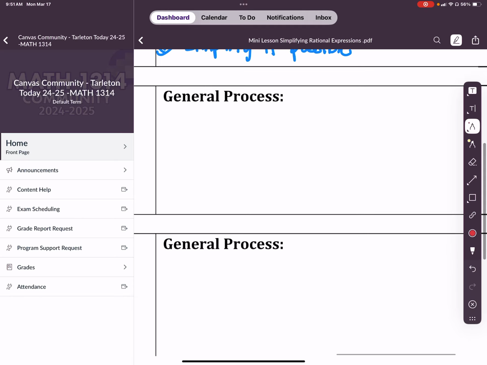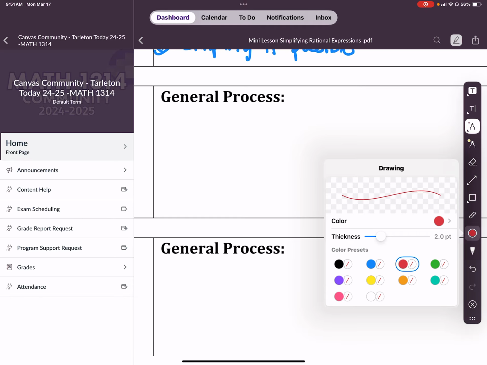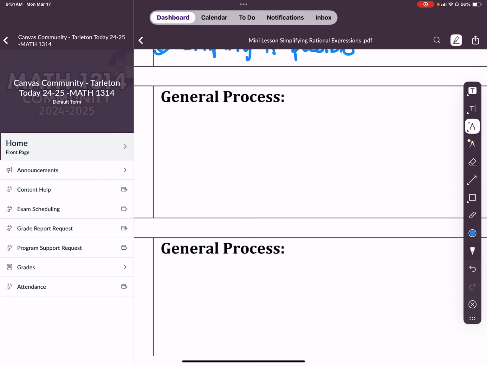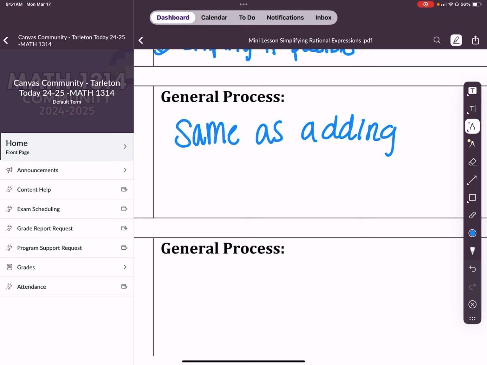Okay? All right, so the general process, I'm going to save y'all some writing as far as what she put on her answer key. But just know that it's going to be the same as adding. Okay, it's going to be the exact same process. I don't feel that you need to write it multiple times, the process. So we're just going to put same as adding. Okay?